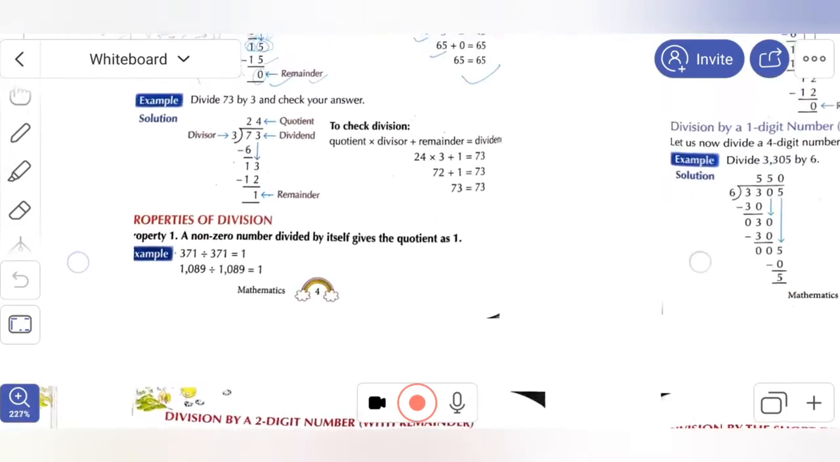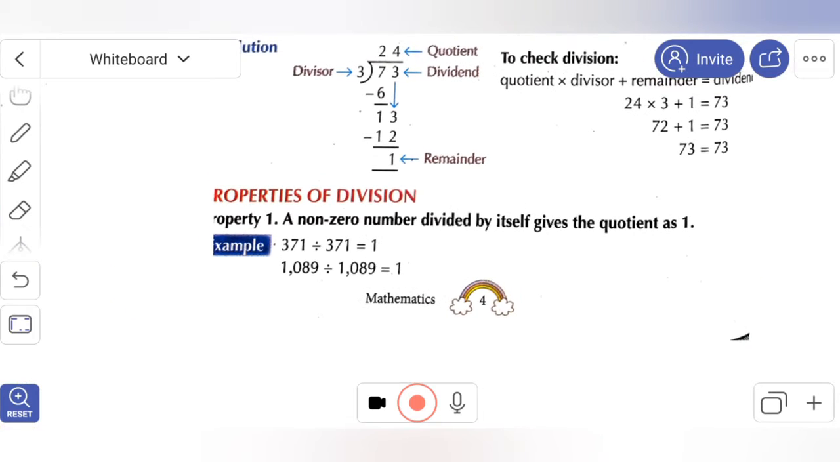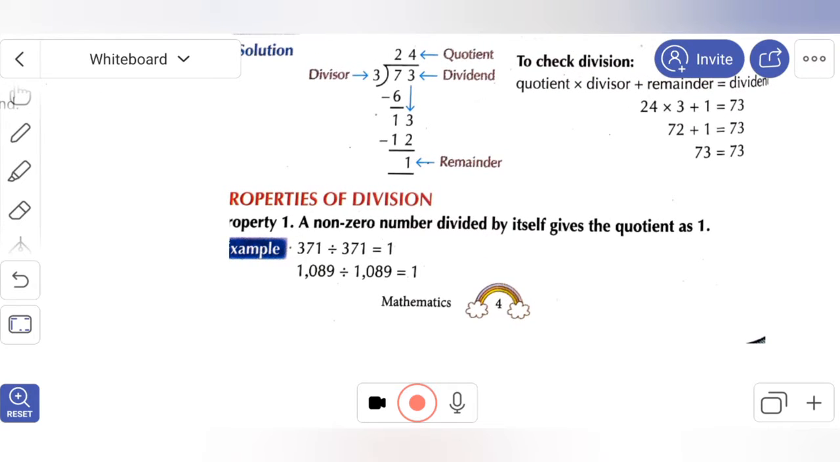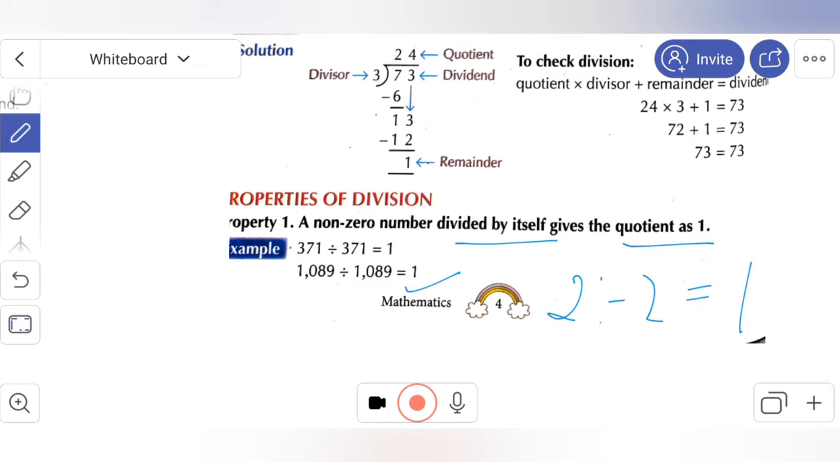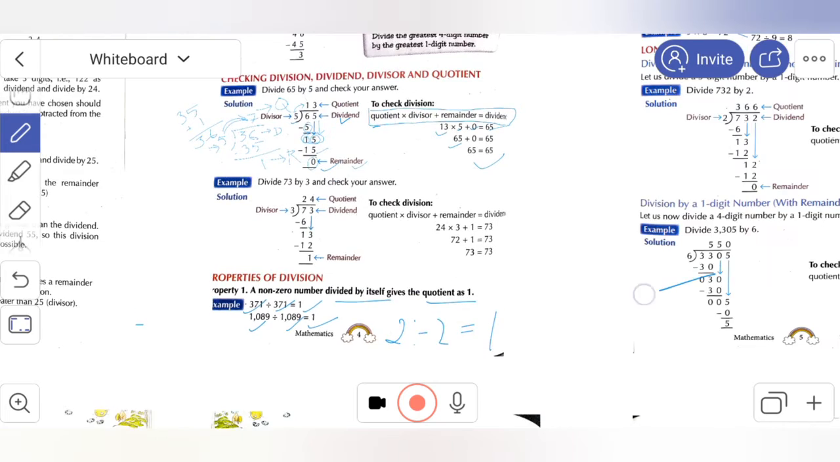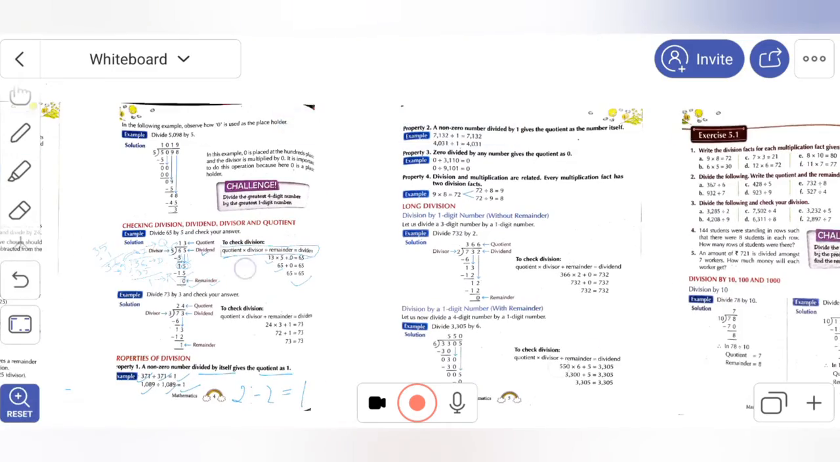Now before doing that, let's learn some properties. Any number which is divided by itself gives the quotient 1. That means the result is 1. So the same way 2 divide 2 will be 1. So here 377 divide 377 is 1. 1089 divide 1089 is 1. That means it will give the answer 1. Then now what is property 2?